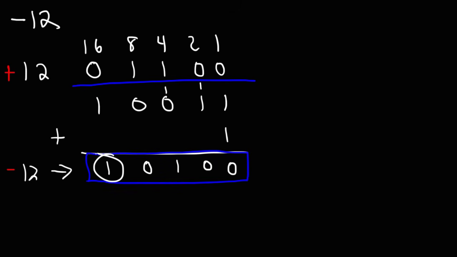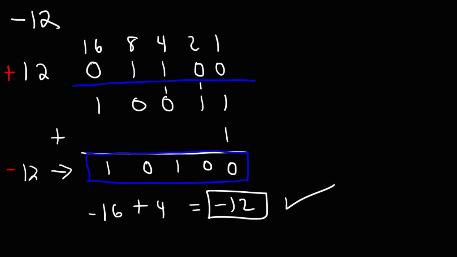Keep in mind, the first number tells us that it's a negative number. So now let's check our work. We have a 16 here and a negative value, so that's going to be negative 16. We have a 0 in the 8 column, so we're not going to add anything. We have a 1 in the 4 column, so we're going to add a 4. And here we have nothing, so it becomes negative 16 plus 4, and that checks out. That is negative 12. So that is negative 12 as a binary number using the 2's complement method.